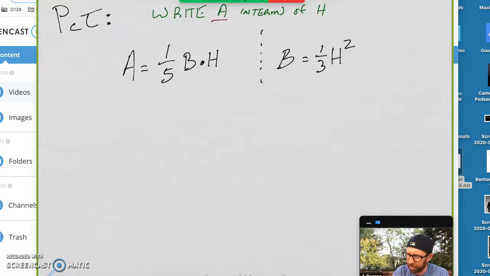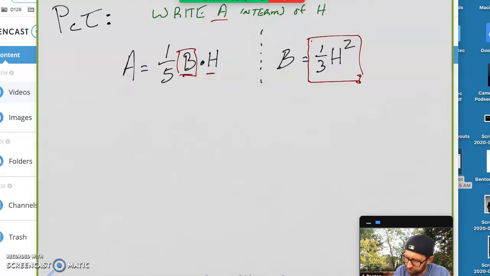So write A, area, in terms of H. That means that right now I have A in terms of B and I have it in terms of H. And the problem with that is I have two variables. So what we can do is substitute in for B. We can plug this in to B. And then we just do a little simplifying.